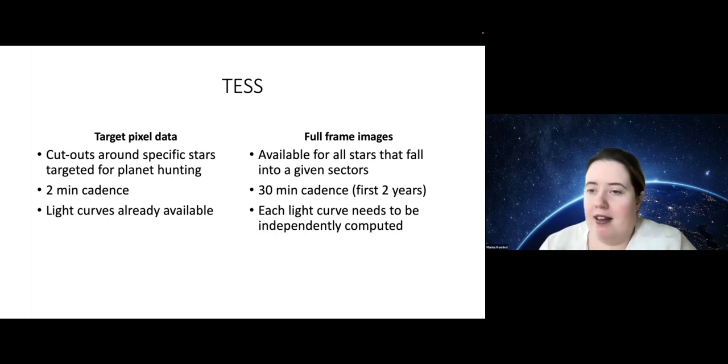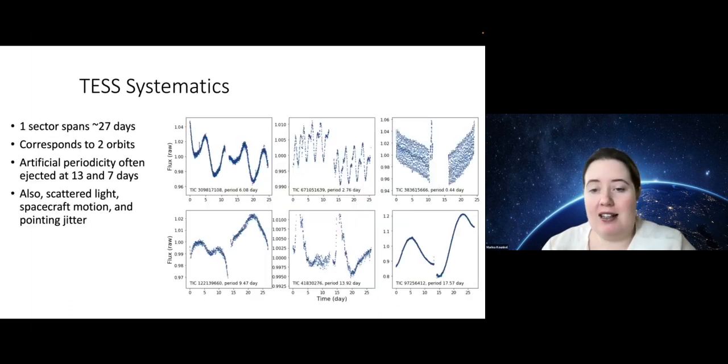But depending on which method you use to generate the light curve, you might get a very different light curve shape, because TESS has a lot of systematics. So a single sector of TESS, a single pointing, spans around 27 days. During this time, TESS orbits around the Earth 2 times, so it has an orbital period of around 13 days. And you can clearly see the divide between one orbit and another in the raw data. For example, here you have a very strong disconnect in the flux between one orbit and the other.